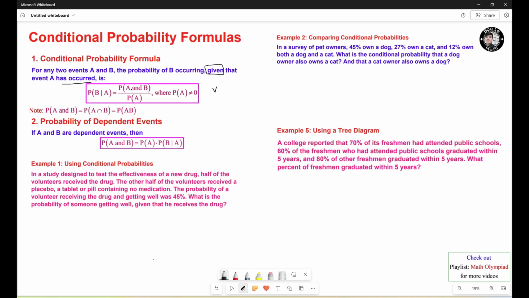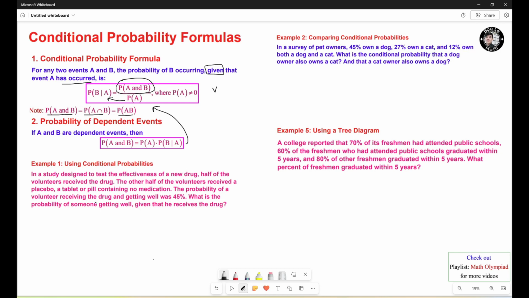Now, we have three different ways to write the probability of A and B. We either write it like this, or like this, or like this. Next, we're going to talk about the probability of dependent events. If A and B are dependent events, then the probability of A and B equals the probability of A times the probability of B given A. Basically, this formula comes from here. You just take this one, multiply by this one to get this one right here.